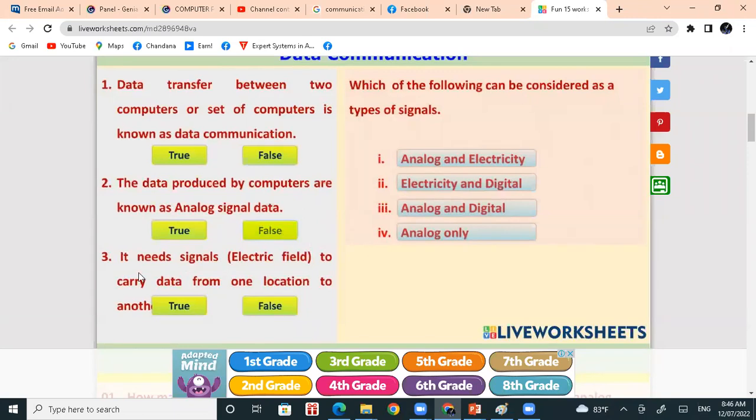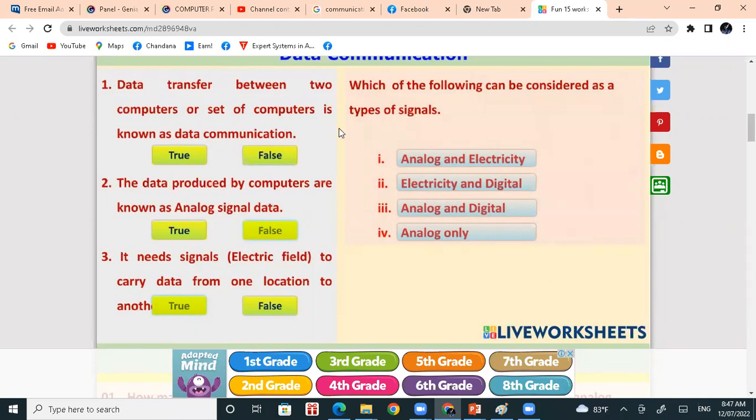Next statement: it needs signals to carry data from one location to another. True, sir. Yes, the statement is true. That's the correct answer, because they use signals, either analog or digital, to carry data from one location to another location.